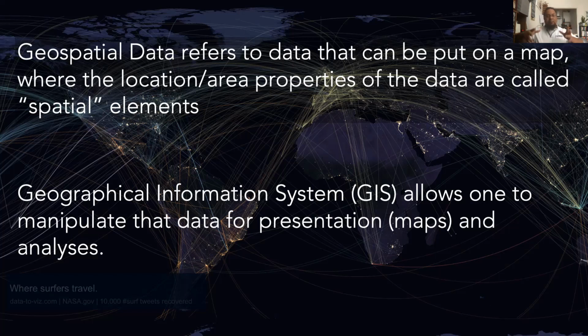Geospatial data can also have multiple non-spatial components, much like a regular database, but they would specifically have a spatial element to them. Geographical Information Systems, or GIS for short, allows one to manipulate that data for presentation and analyses strictly within the spatial sphere.